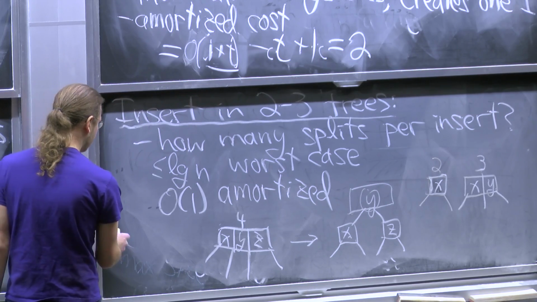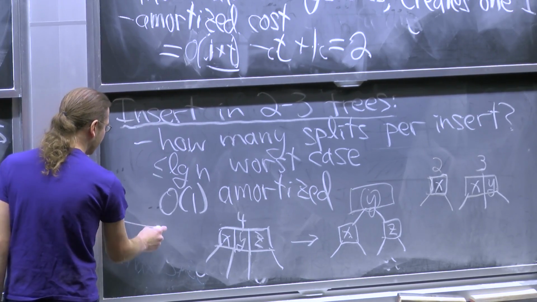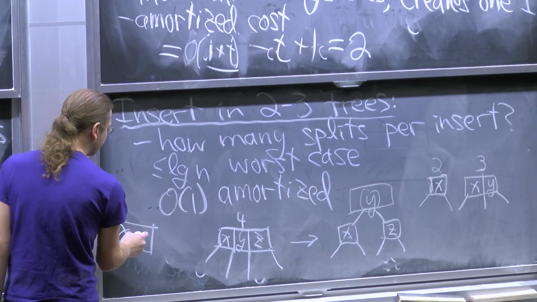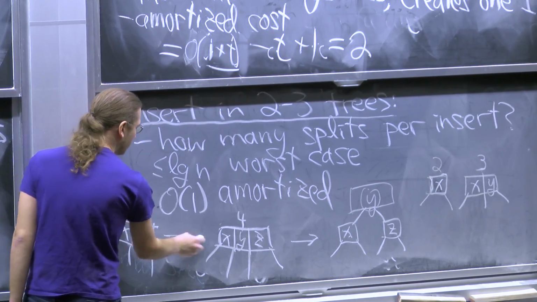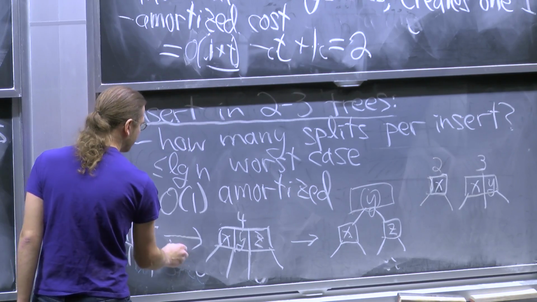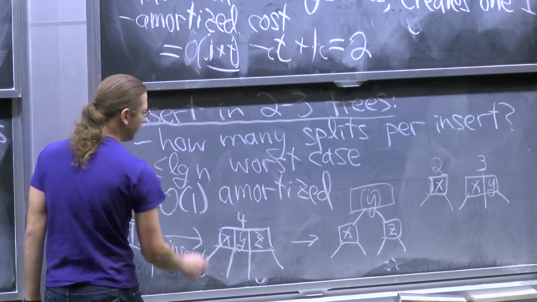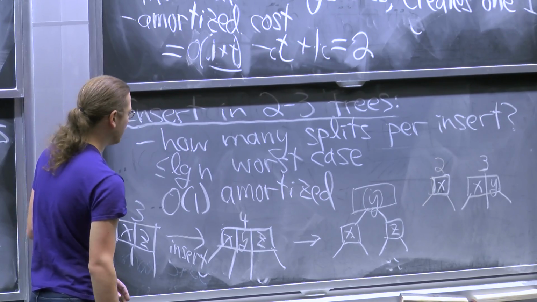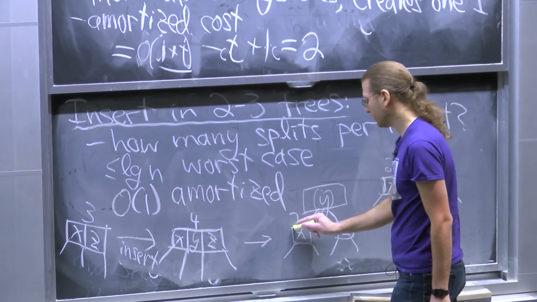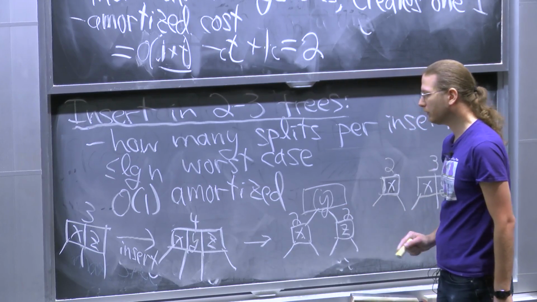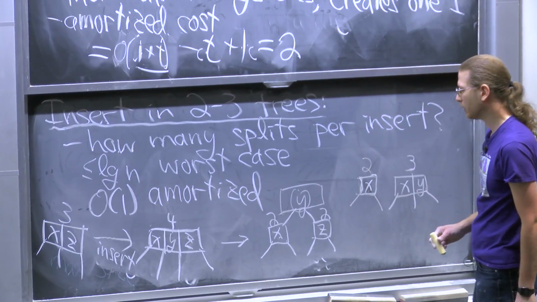Let me also, let's say y was the key that was inserted. So we started with x, z, which was a 3 node. When we did an insert, it became a 4 node. And then we did a split, which left us with 2 2 nodes and something.